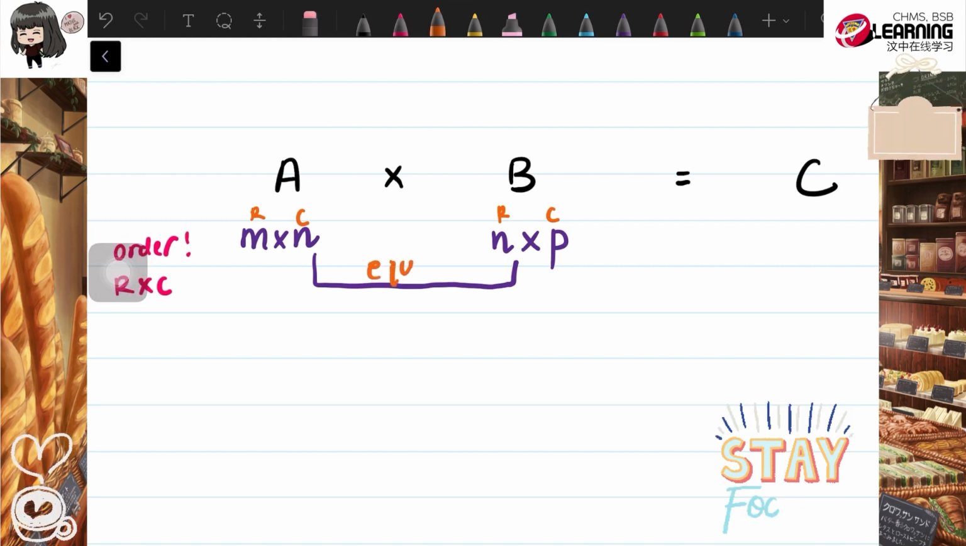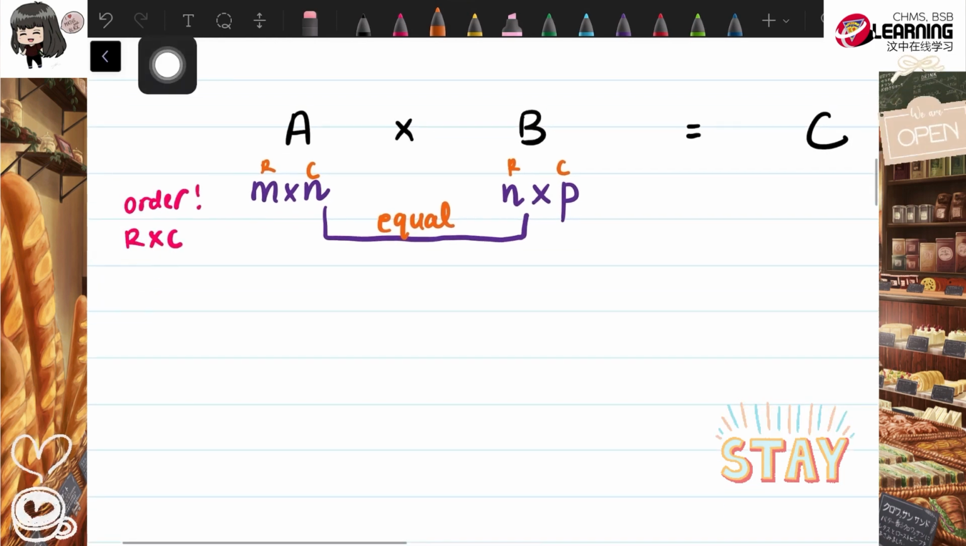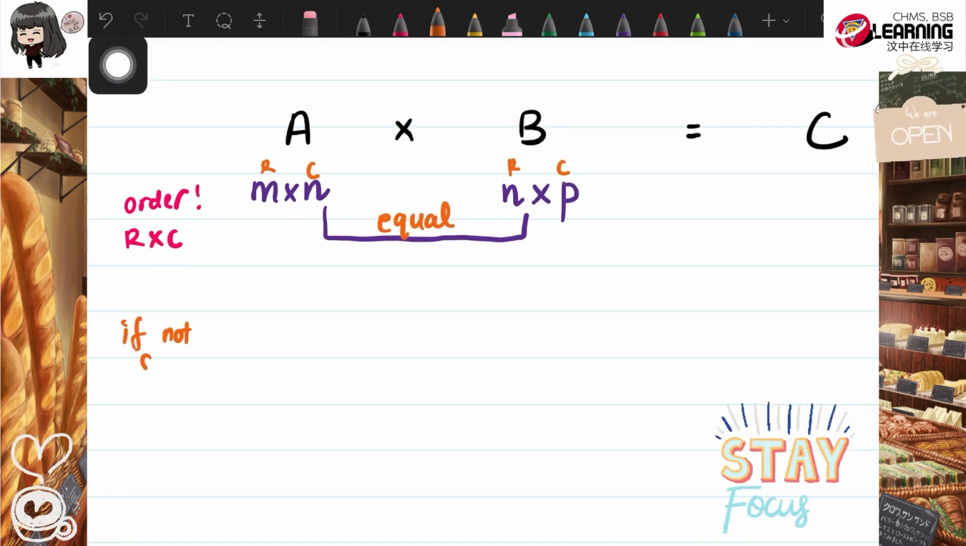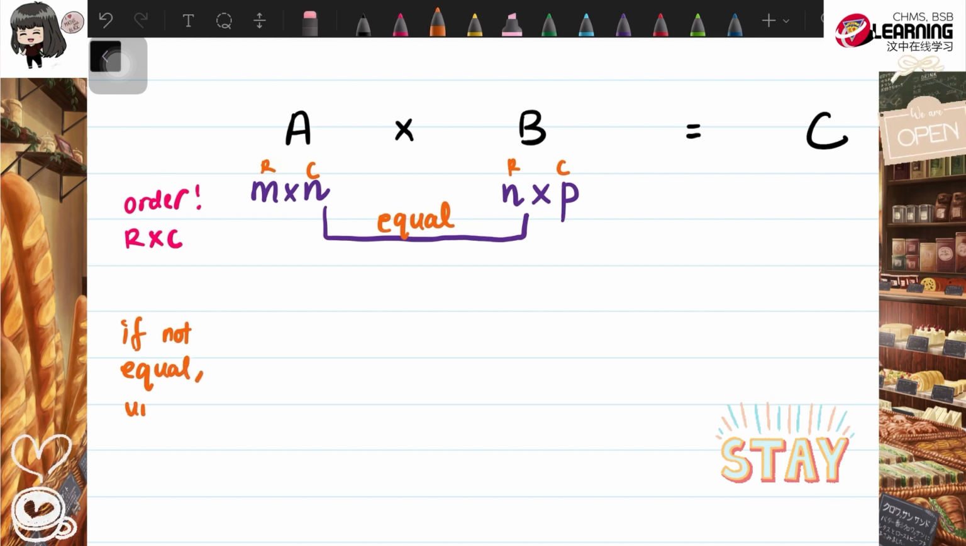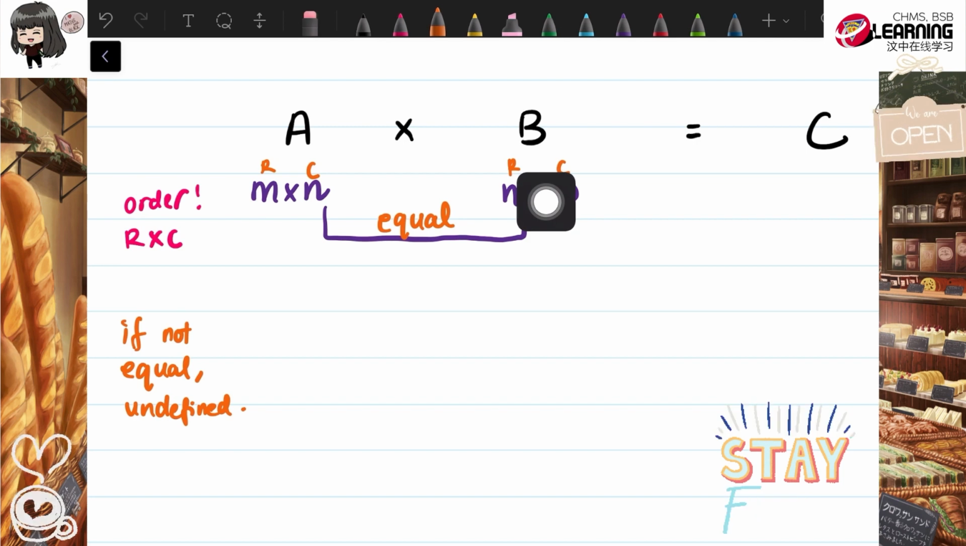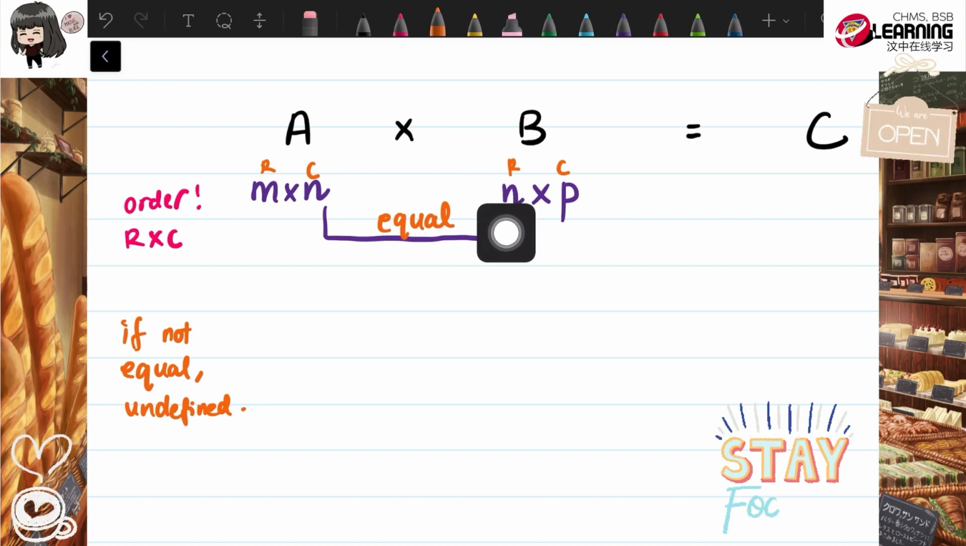This one must be equal. What happens if it's not the same, or if it's not equal? Then there is no solution. It's undefined. You cannot multiply matrices whose column and row are different. If they're different, it's undefined. You cannot multiply at all.